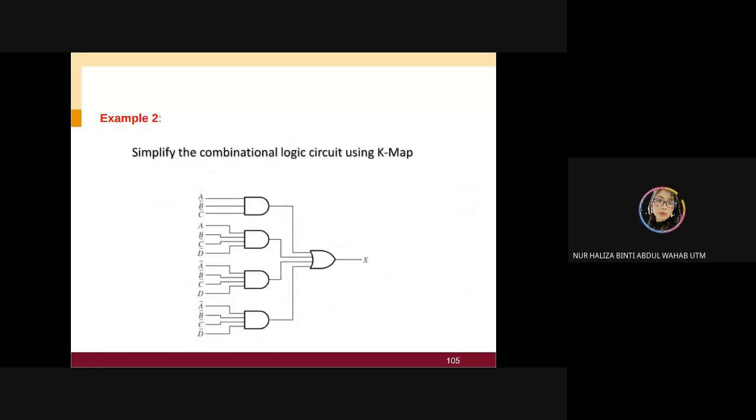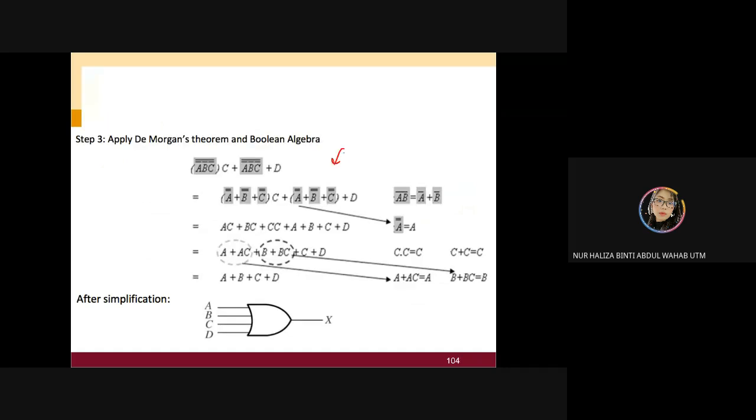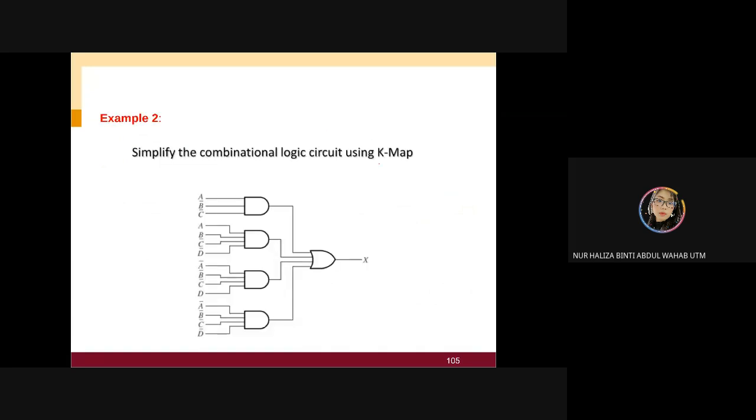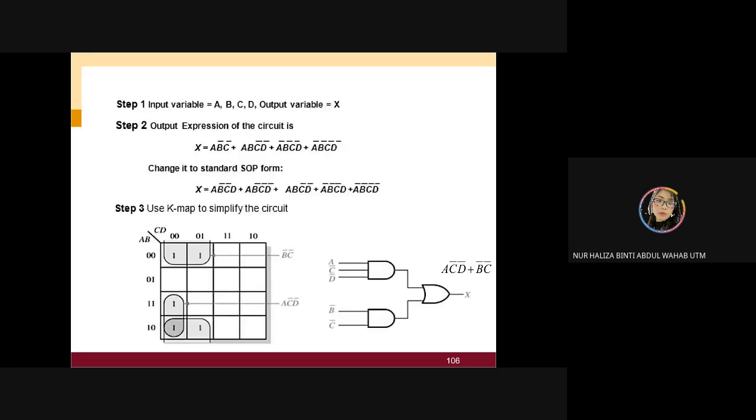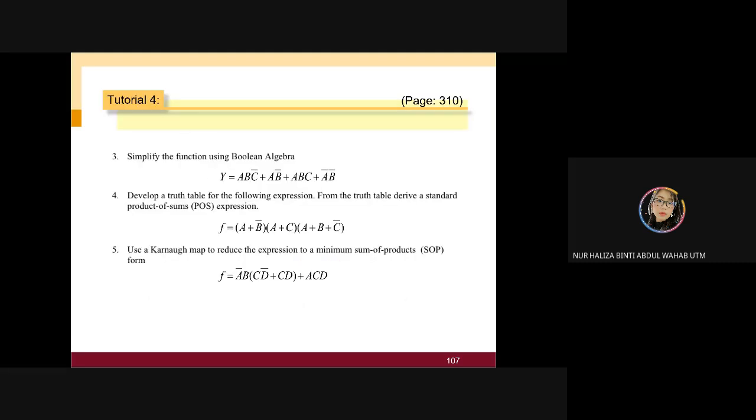So this example, this one is the things that you already learned using the rules and your law and also your theorem. But over here you have the K-map things. You can see your K-map thing here. What you need to do is you get the Boolean expression first, then you're going to map into your K-map. After that, you get the simplification, then you write and draw back your simplified version of the circuit. So it's very easy.